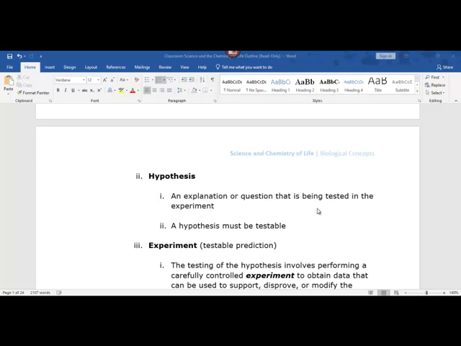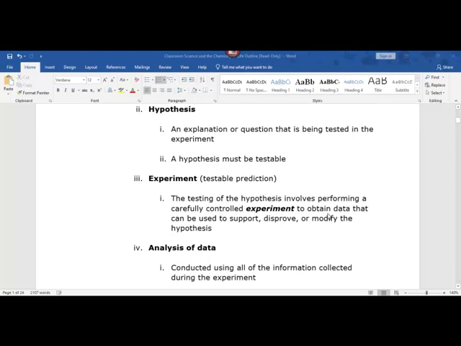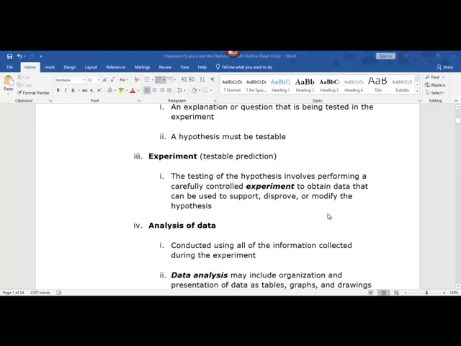What are you predicting is going to happen? And like it says right there, an explanation or question that is being tested in the experiment. Or if you're just studying a habitat or something, you have to have a hypothesis. The experiment is the part where you're going to then set up your experiment based on your hypothesis, and you're either trying to prove it or disprove it. And like it says there, data that can be used to support, disprove, or modify the hypothesis.